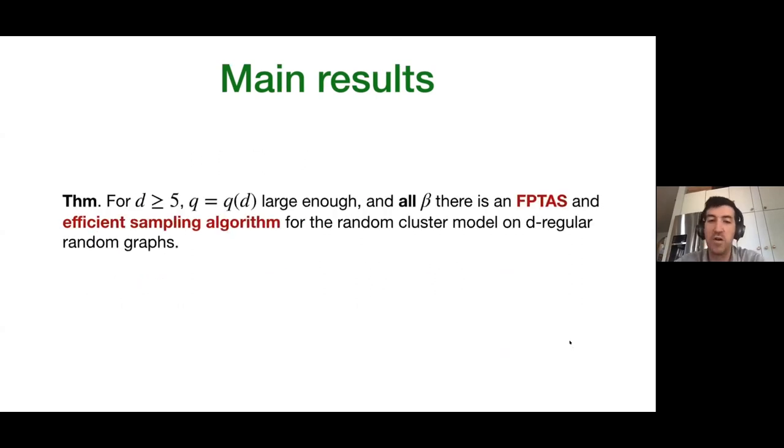So actually our motivation was algorithmic. We wanted to find an algorithm to sample from the Potts model at all temperatures. And in fact, the method automatically gives this. So we can approximate the partition function and sample efficiently from the random cluster and Potts model at all temperatures on the random regular graph when Q is large enough.